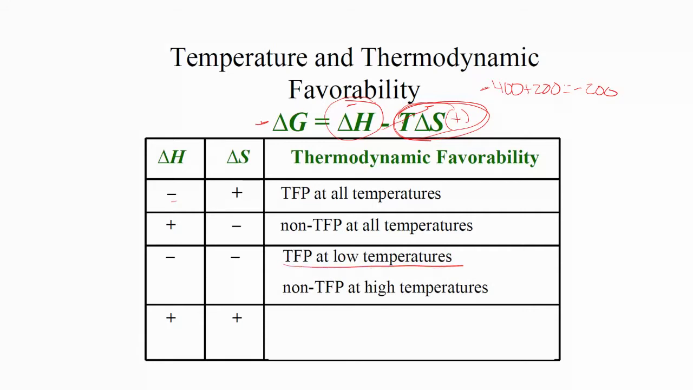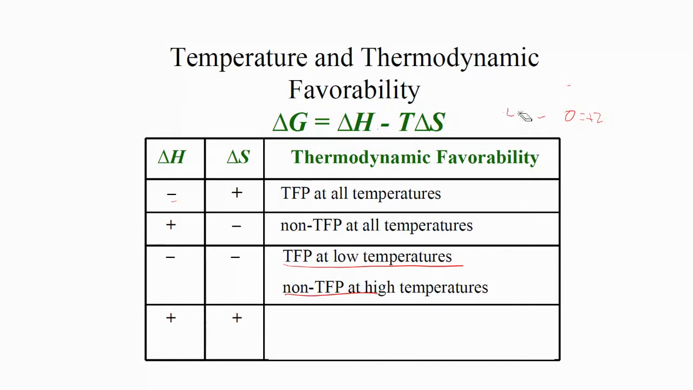If my temperature is a very high value, let's say delta H is negative 400, and my temperature is high, so my T delta S is 600. I'm just making these values up. They don't really make sense. We're just doing it to get the logic behind it. So that gives me a positive 200. So at a high temperature, it is not thermodynamically favorable.